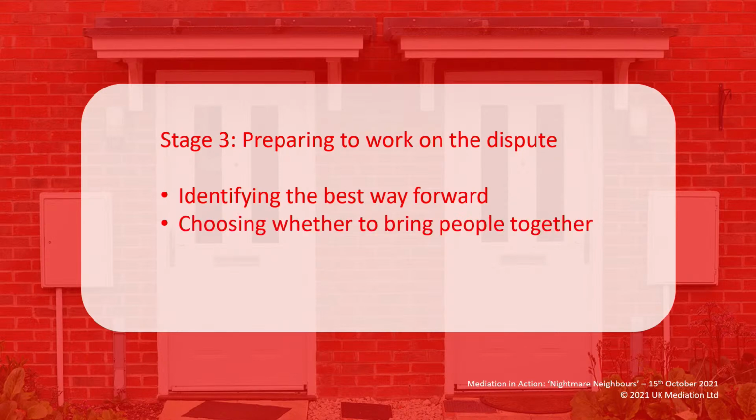Sometimes we decide to keep them separate and to do shuttle mediation, so we move from one to the other, back to the first one to the second one. It's a slow way to do mediation and a bit frustrating, but it's sometimes the best thing to do if the temperature between the two neighbours is very high, and if there's any chance of a high level of verbal aggression, and certainly if there's any chance of physical aggression between the parties. We may not bring them together in the same room.